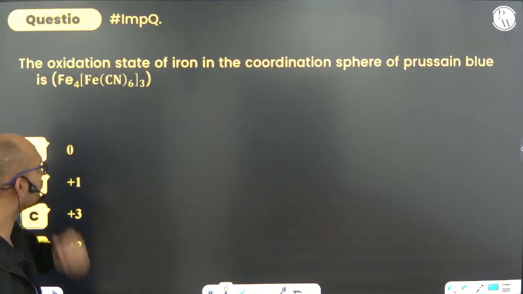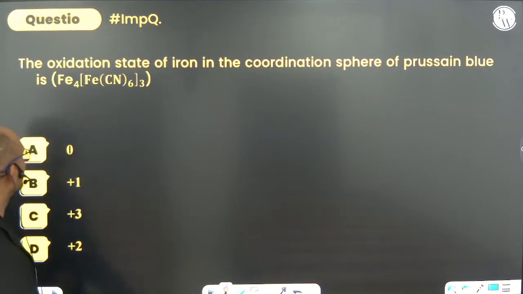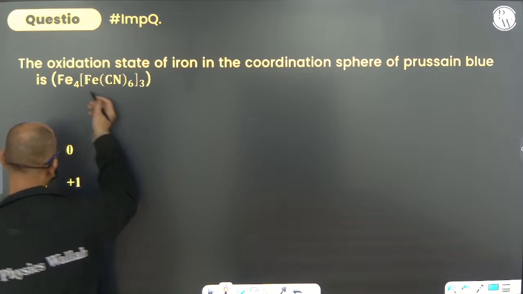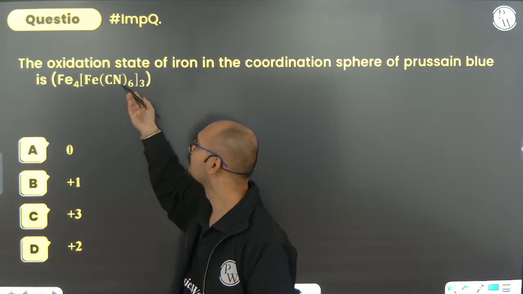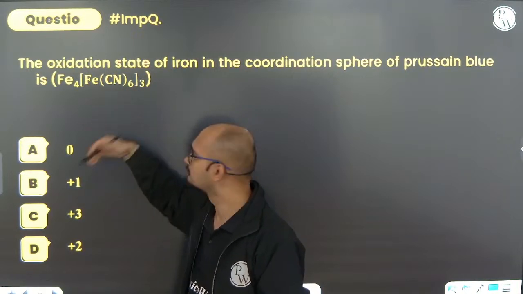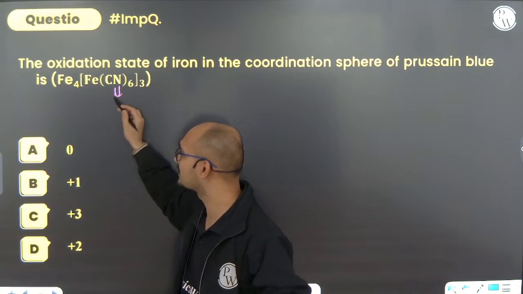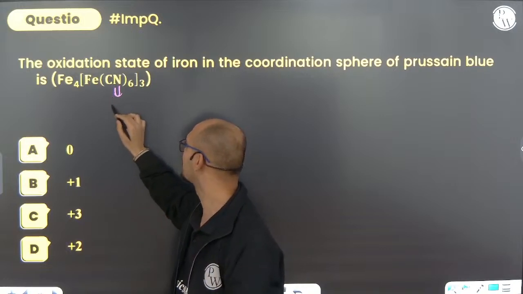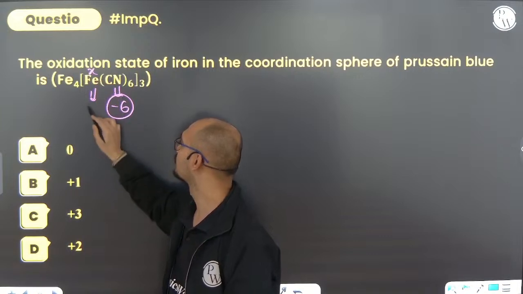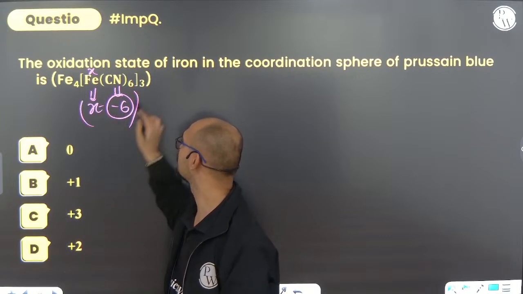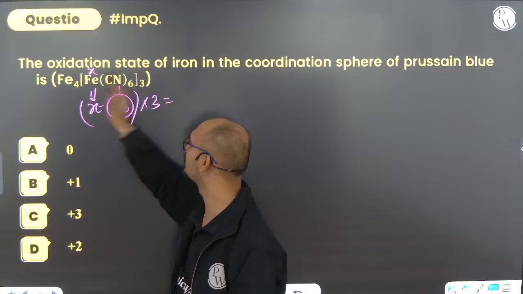The oxidation state of the iron in the coordination sphere of Prussian blue. What is this? Prussian blue. Can you see that here cyanide is how much? It's not a big deal. Just think about it. One cyanide is -1, so 6 cyanide will have -6. Consider iron has X. So X - 6. How much is the total? 3. It should be equal to how much?